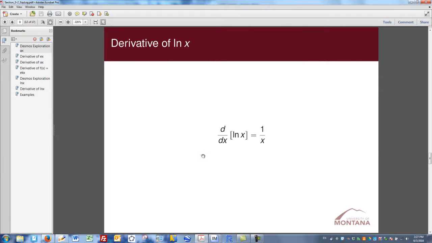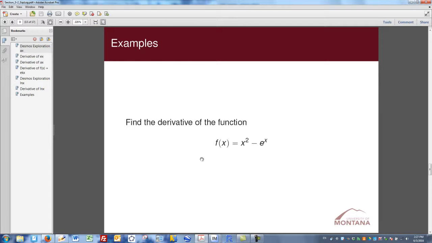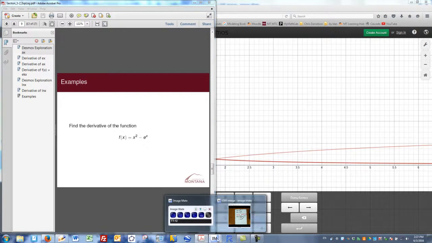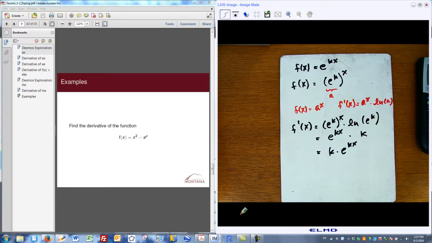I should say that all of these rules can be more formally derived using limits, and that information is available to you if you're so inclined at the end of your chapter. Let's take a look at a few examples now and work through some of those. I'll put us in split screen mode and we'll try them.